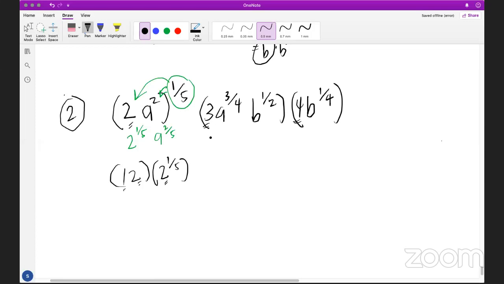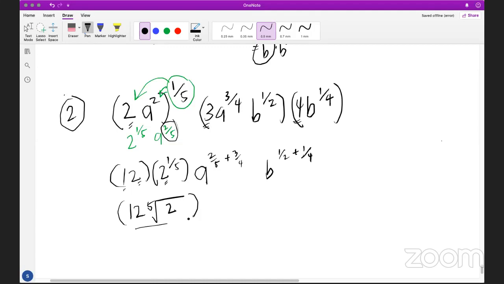Now let's tingnan natin sa A. A raised to 2 fifths. Ito na yung gagamitin mo. 2 fifths plus 3 fourths times B raised to 1 half plus 1 fourth. Here you will have 12, ganyan pa rin yan. Okay, ito yung coefficient mo, kumbaga, constant coefficient mo. Times A raised to, anong common denominator nilang dalawa? That would be 20. 20 divided by 5, 4 times 2, that's 8, plus 20 divided by 4, that's 5 times 3, so 15.